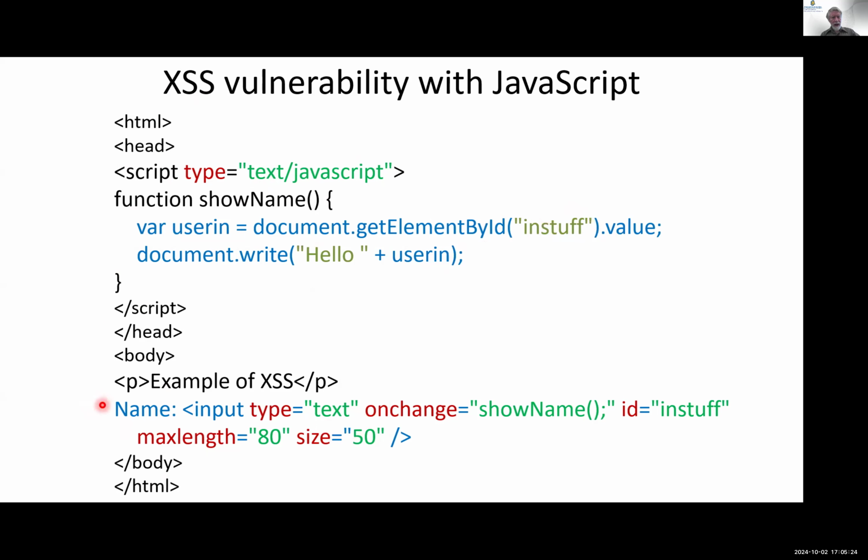Down here, we have an input box, which is an input field. It has the ID inStuff, it wants text, and has this onchange. Onchange means when you change the data in that box, you type in something, press enter, it's going to call the showName function up here. And then showName will grab what you put in there. It gets the value, and then rewrites the document saying, hello, whatever you typed in.